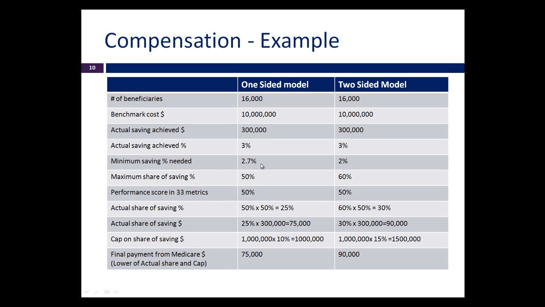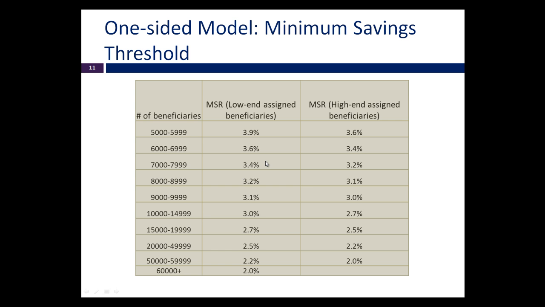Now, the one-sided model is a little more complex because the minimum saving rate is not a flat rate like it was in the two-sided model. Instead, the minimum saving rate for one-sided model ACOs depends upon the number of beneficiaries enrolled with those ACOs. The CMS has done this to rule out any accidental or any random savings or any random losses that may have been incurred. Now, the table that's used to determine the minimum saving rate for the one-sided model is shown here.